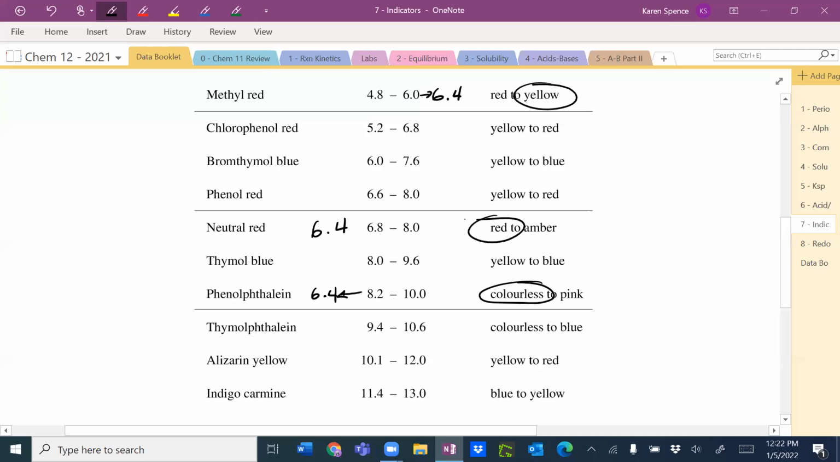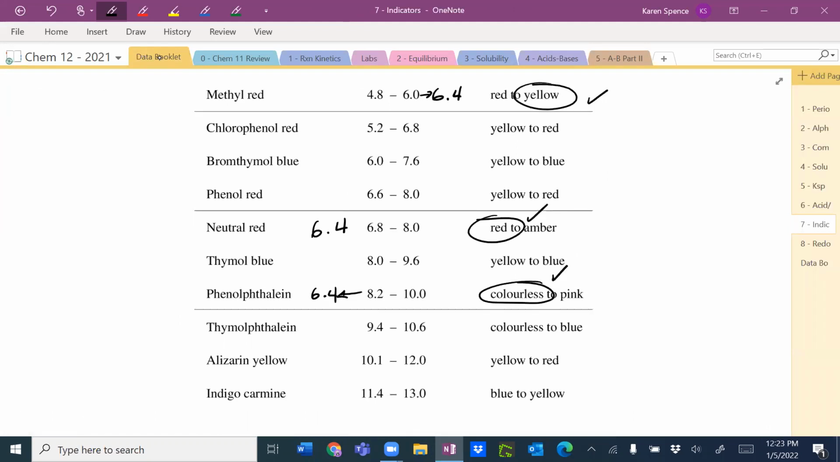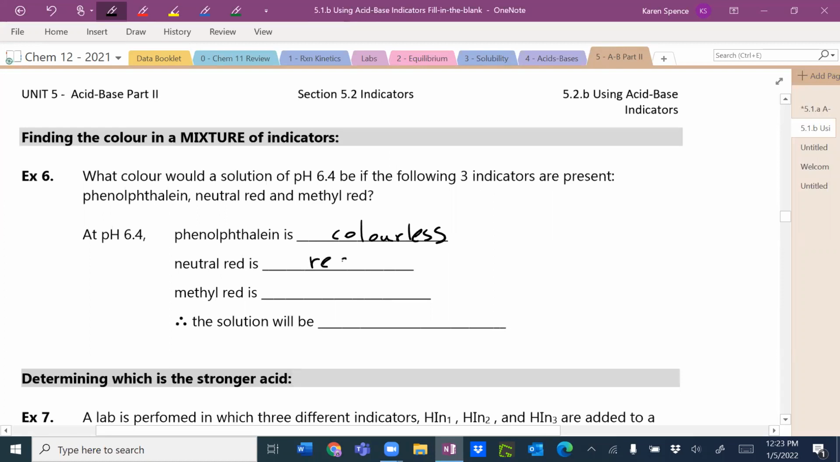So what we've got is a mixture of yellow and red and colorless. What color will we get? Orange, yes. Okay, so this was colorless. Neutral red was red and methyl red was yellow, and the solution will be orange.